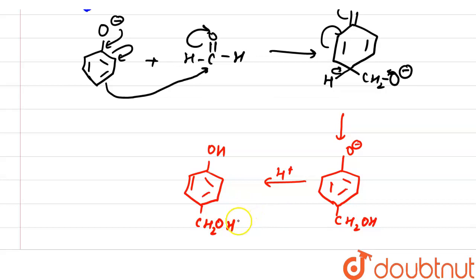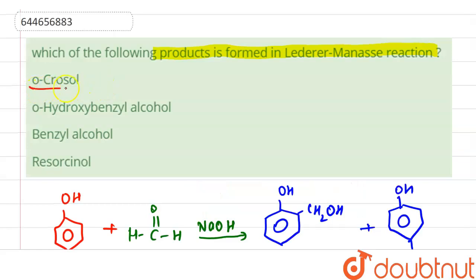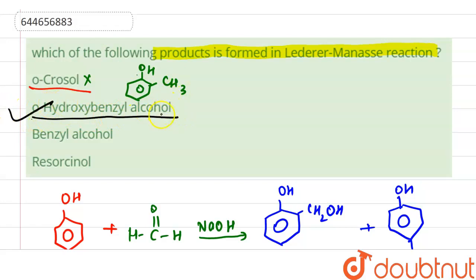Because in ortho, repulsion will take place, that's why it will form as minor product. So from here we can say that ortho-cresol is not correct, because it is OH on the benzene ring and here CH3. This is not correct. Let us see option 2, ortho-hydroxybenzyl alcohol. So option 2 is the correct answer of this question. So ortho-hydroxybenzyl alcohol will form.